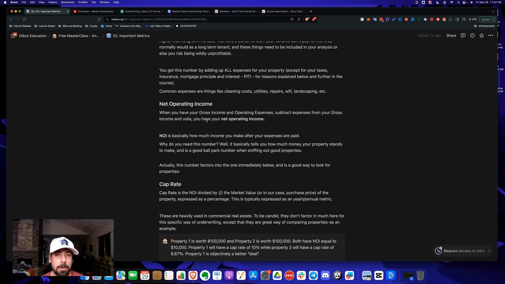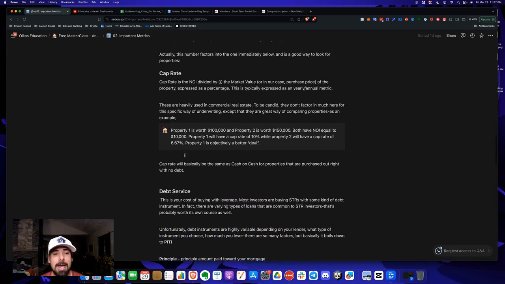So why do you need this number? Well, it tells you how good your property is. It tells you how much money your property makes, and it's a good ballpark number if you're looking for good properties. Oftentimes it's expressed in something that you'll see here called cap rate. Cap rate is simply the NOI, the net operating income, divided by the market value. In our case, we're using the purchase price. And really, it's expressed as a percentage. And so you can see, on an annual basis, what your cap rate is. And it can more or less help you compare properties like apples to apples.